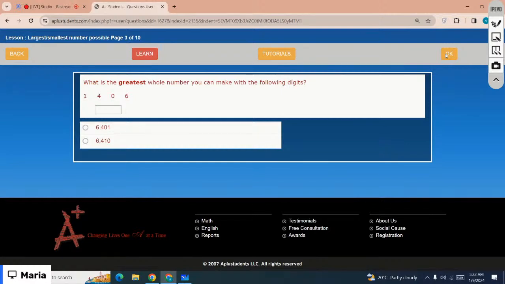What is the greatest whole number you can make with the following digits? Which is the correct option? Yes, the greatest number you can make from these numbers is 6,400, and option number 2 is the correct option.